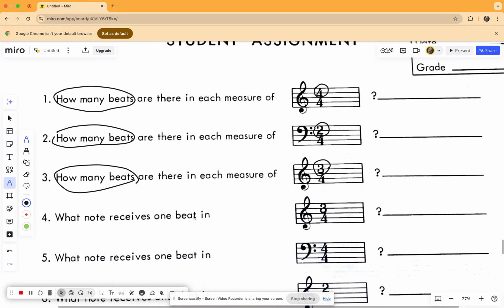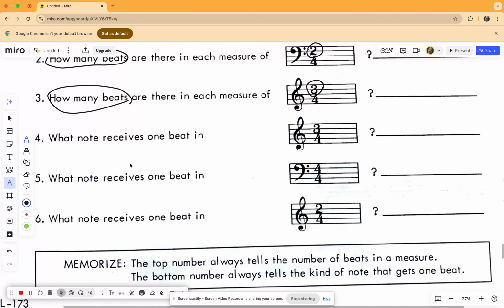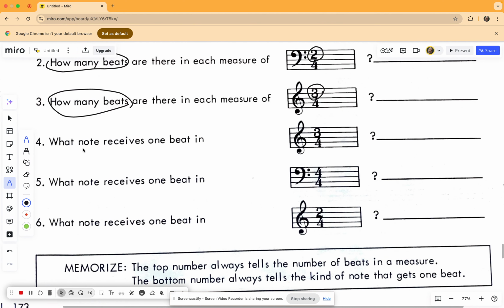Now the questions shift to asking, what note receives one beat? What note receives one beat? See it right here? And for that, we need the lower number.